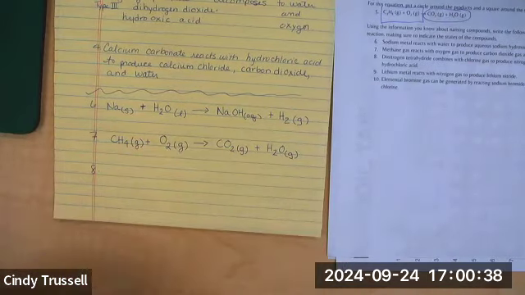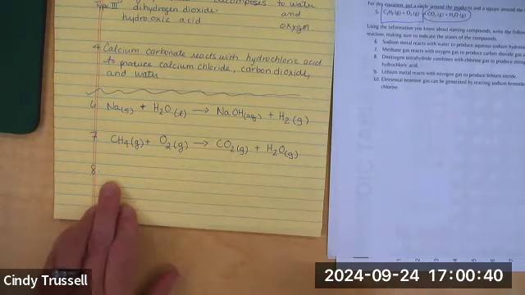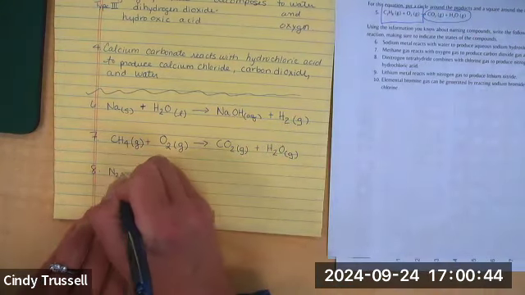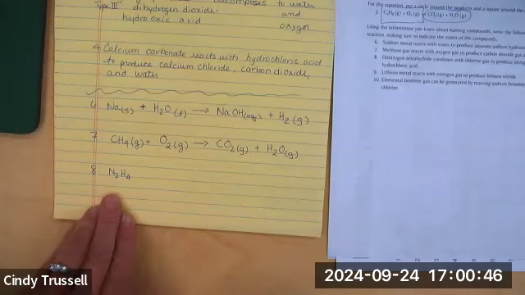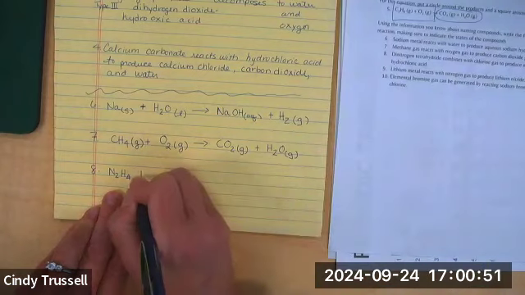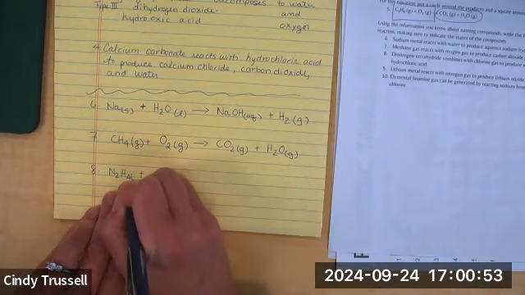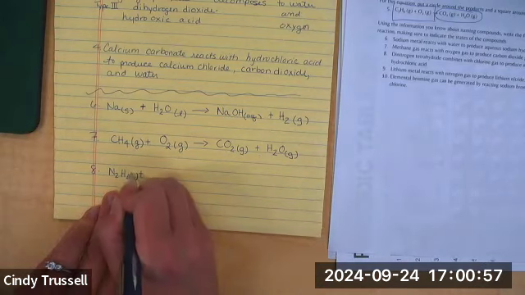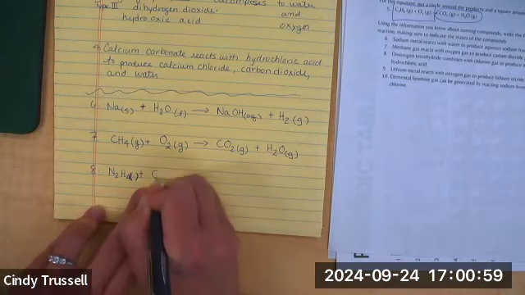Number 8, dinitrogen tetrahydride. So this is nice. It's telling us that there are 2 nitrogens and there are 4 hydrogens. So dinitrogen tetrahydride combines with chlorine gas. Does it tell us what dinitrogen tetrahydride is? It doesn't tell us what that is. So we might need to look that up.